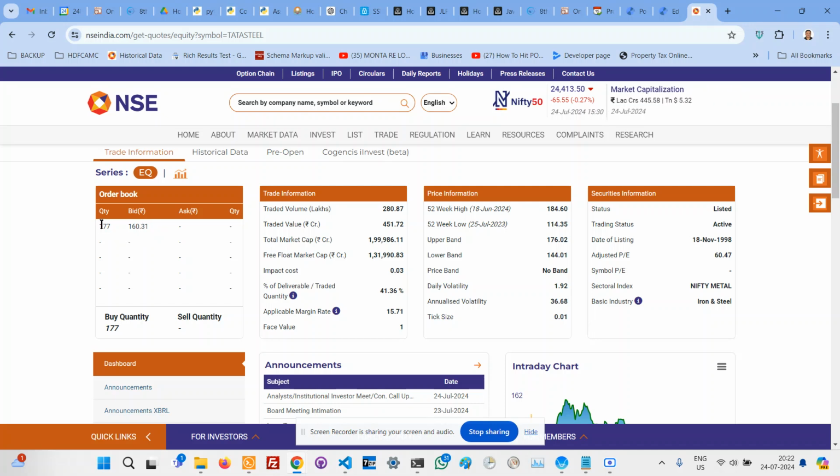So it just tells you that at 160.37 there were 177 shares, I would say, waiting to buy at 160.31. It's just that there was nobody to sell at that point in time probably, so no deal happened. The other way around also. So for example, if this is 177 at 160.31, below that it may be 100 at 160.0, right?